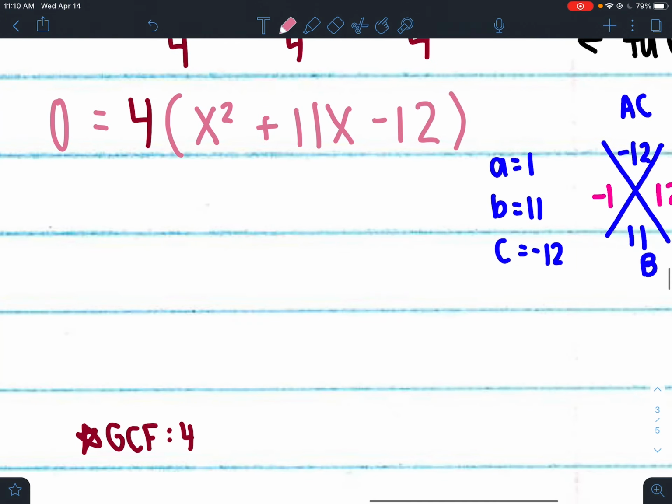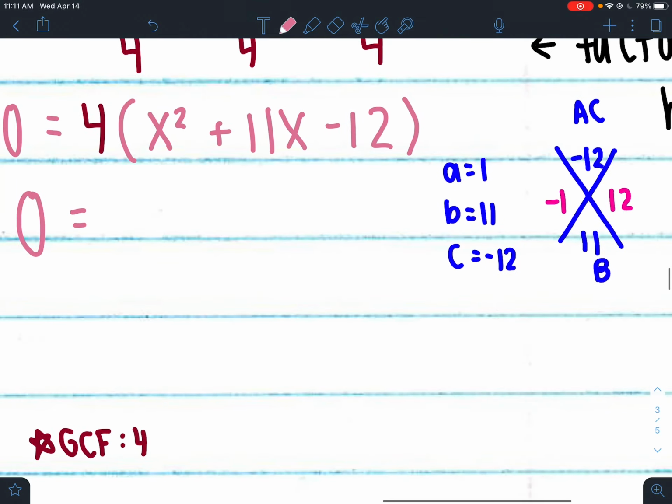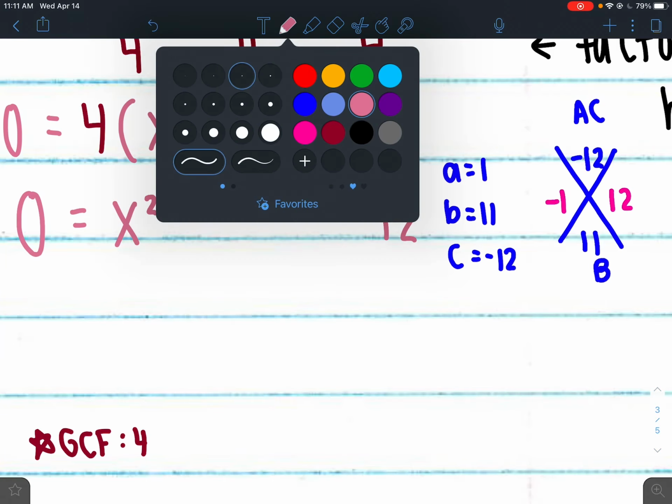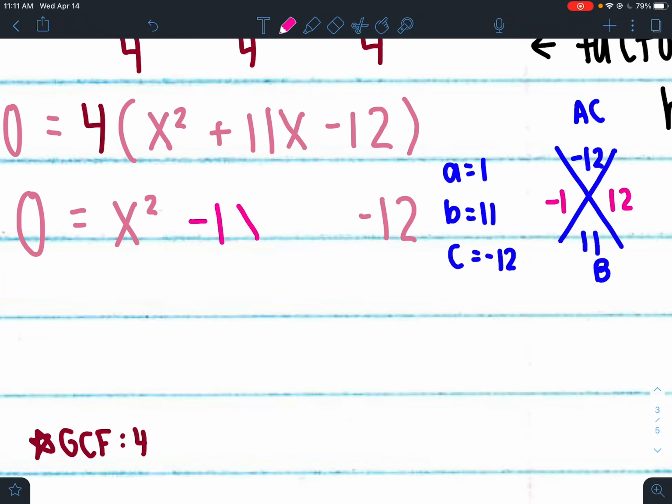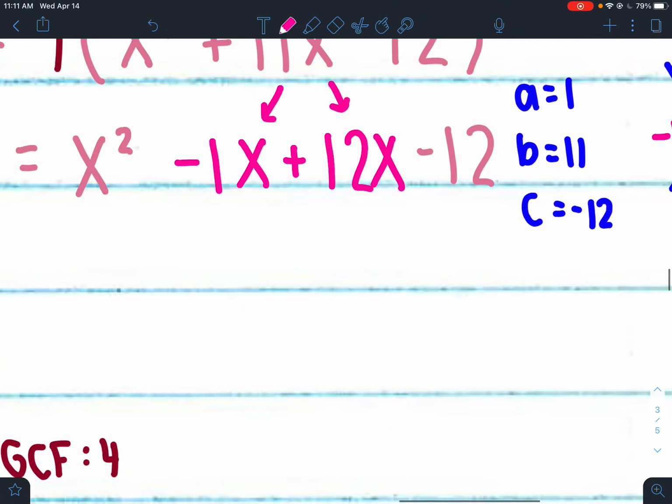So we're going to start rewriting our trinomial to factor. 0 equals stays to the front. Remember, the 4 we're going to ignore for now, so we're just pretending it's not there. So x squared and then negative 12. Then we have negative 1x plus 12x. I'm grouping here, so I'm splitting that middle term up. So now I have 4 terms.